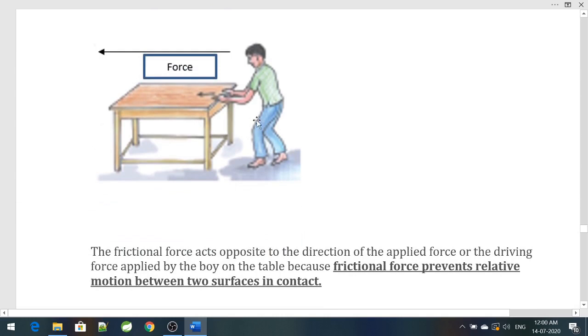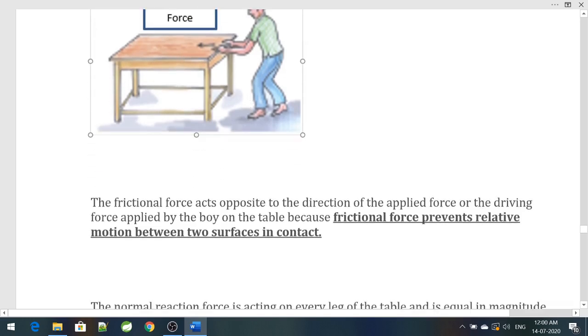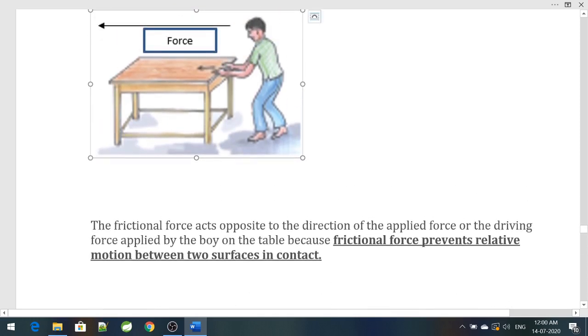So what is the force? He is just moving the table and pushing the table away from him, so we call it a push. The frictional force is between the surface and the object. The frictional force acts opposite to the direction of the applied force. He is applying the push, and here is the frictional force, in the opposite direction.